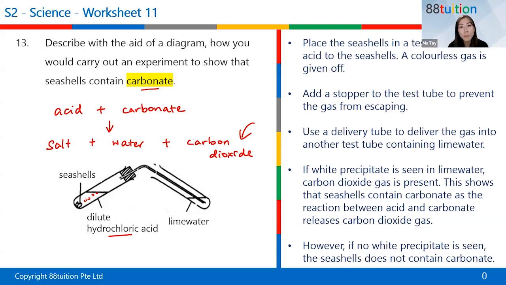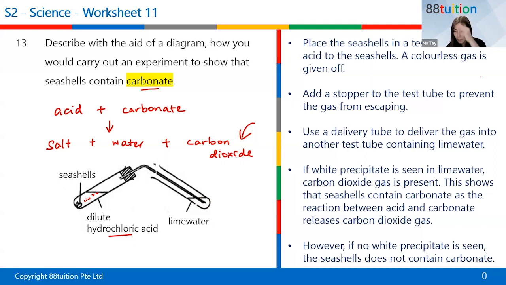But how do you prove that it's really carbon dioxide? Because it's colorless, it's odorless, it doesn't say that I am carbon dioxide. So you need to carry out a test, and this is the test, the lime water test. What are you supposed to observe? You will see a white precipitate forming in lime water.